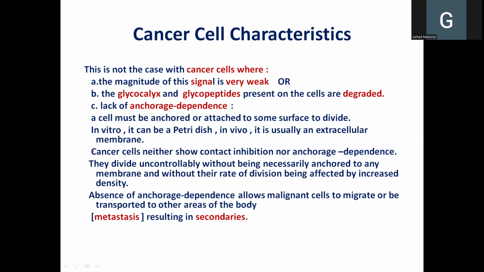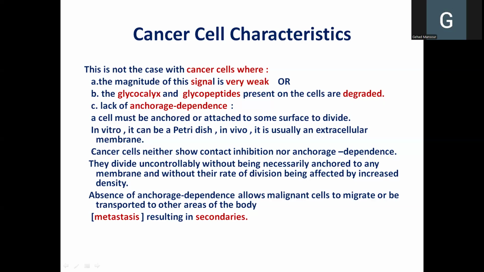In case of the cancer cells, we have three possibilities. Either the magnitude of this signal is very weak, I mean that cancer cells send a small number of signaling molecules, or the glycocalyx on the surface and the receptors are degraded. The third possibility is also there. Why are A and B important characteristics of cancer cells? Because if the cancer cells do not know that they are very numerous, then they will not stop dividing.